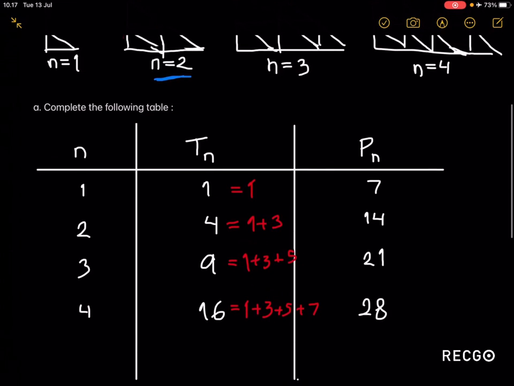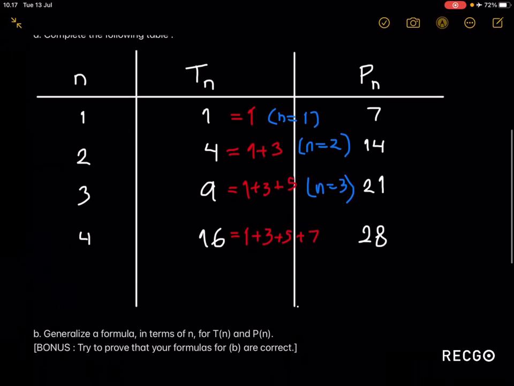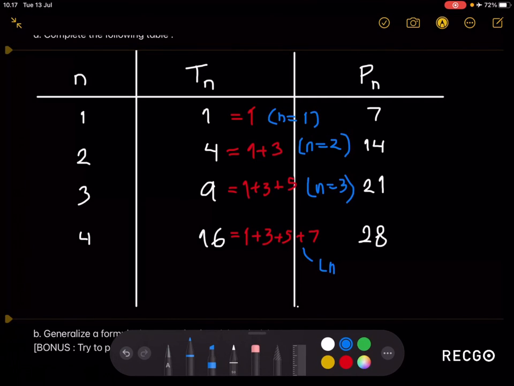Notice that these are sums of odd numbers, and we can see how n relates to the number of odd numbers we're adding. So we have n equals 1, one odd number being added right here, n equals 2, two odd numbers right here, n equals 3, three odd numbers, and then n equals 4, four odd numbers.